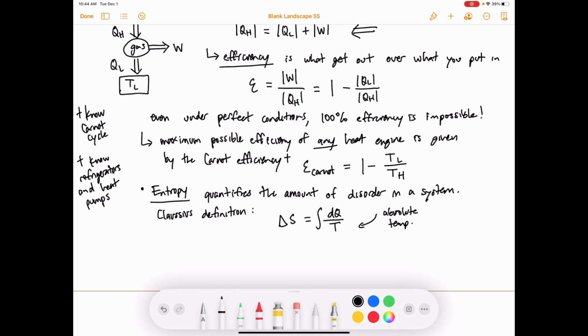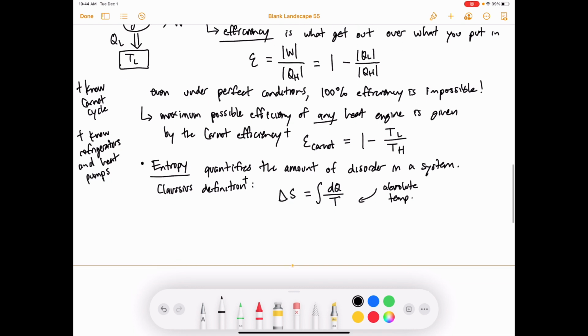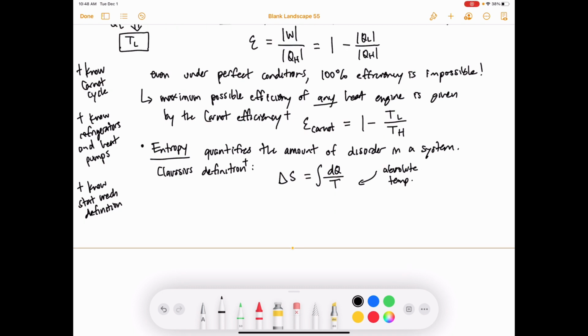Now, as a side note, this is the Clausius definition. You should also know the stat-mech definition of entropy. But we're not going to go through that here. That's just something you need to know about. So the second law of thermodynamics has to do with entropy. And basically, here's what it says. In any real process, the total entropy of the universe will increase.